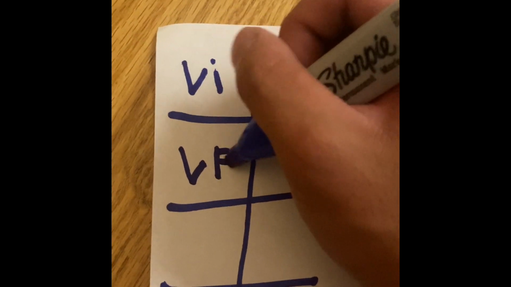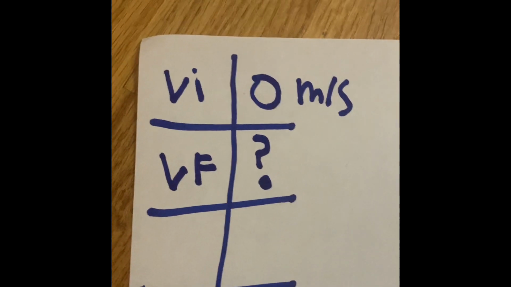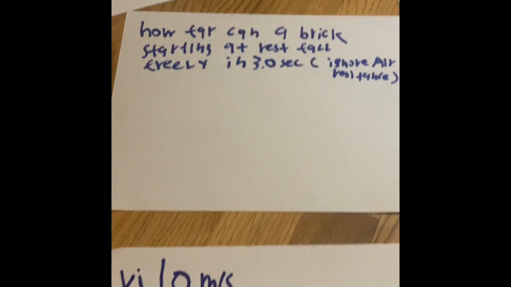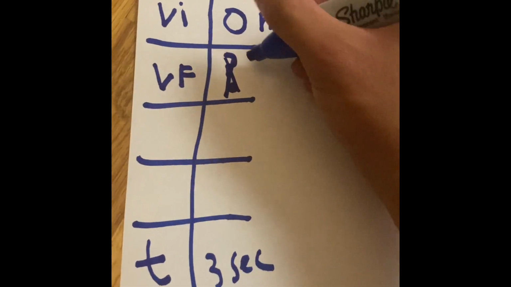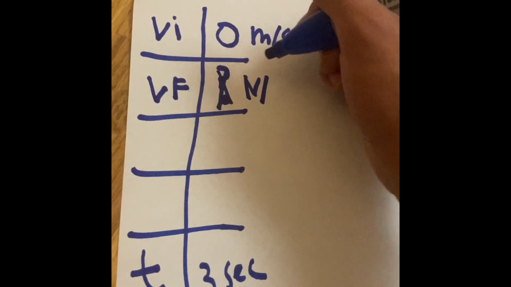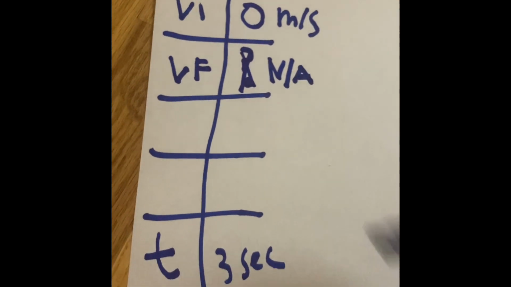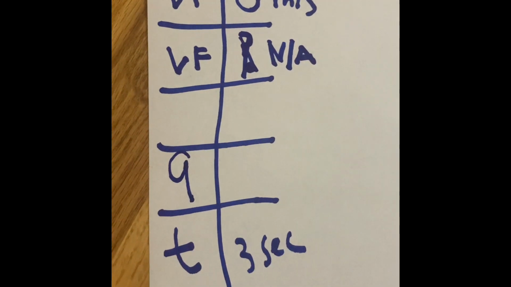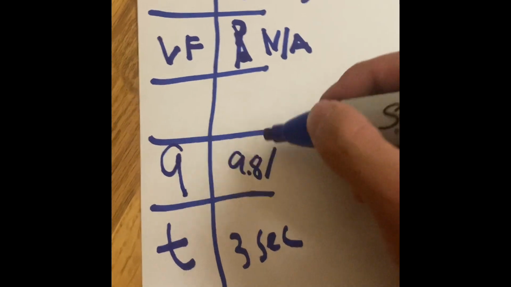But we have no idea what our final velocity is, because we have no information on that. And we're not really trying to find the final velocity. So instead, we are going to say not applicable, because we're going to use the exclamation mark and the question mark for something else. We already understand that our letter A represents the acceleration, and we're also going to say that it's 9.8 meters per second.